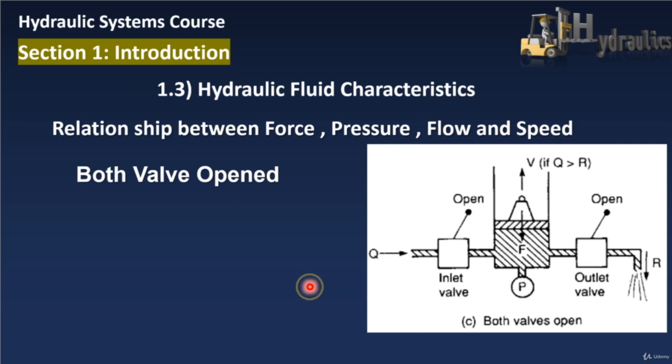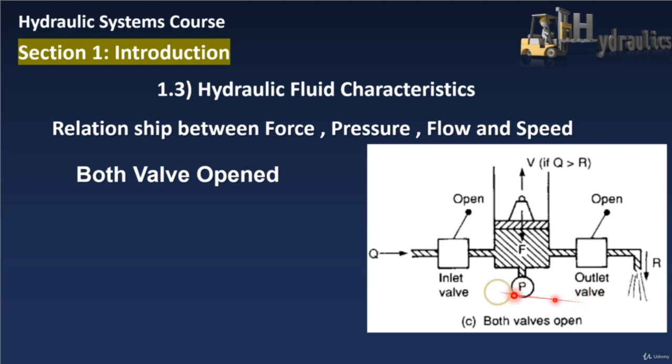Now, the last scenario: I have both valves open, the inlet valve and the outlet valve. When both valves are open, the net flow is the difference between the inlet and the outlet, which is Q minus R, giving a cylinder velocity of Q minus R over A, which can be positive in case of rising or negative in case of falling, and this is purely dependent on which flow is largest.